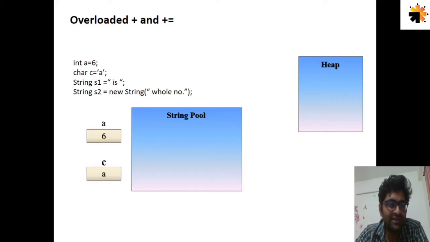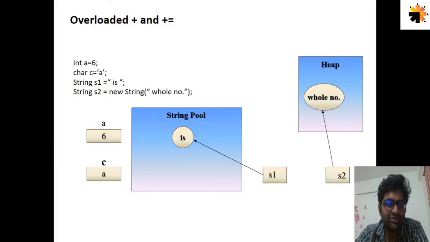And the string s1 equal to "is". So "is" is getting stored inside the string pool, because it's a string literal. And the string s2 equals new String("whole number"). So "whole number" is an object which is created and gets stored inside heap memory. So s2 is a whole number which is getting created in the heap memory.